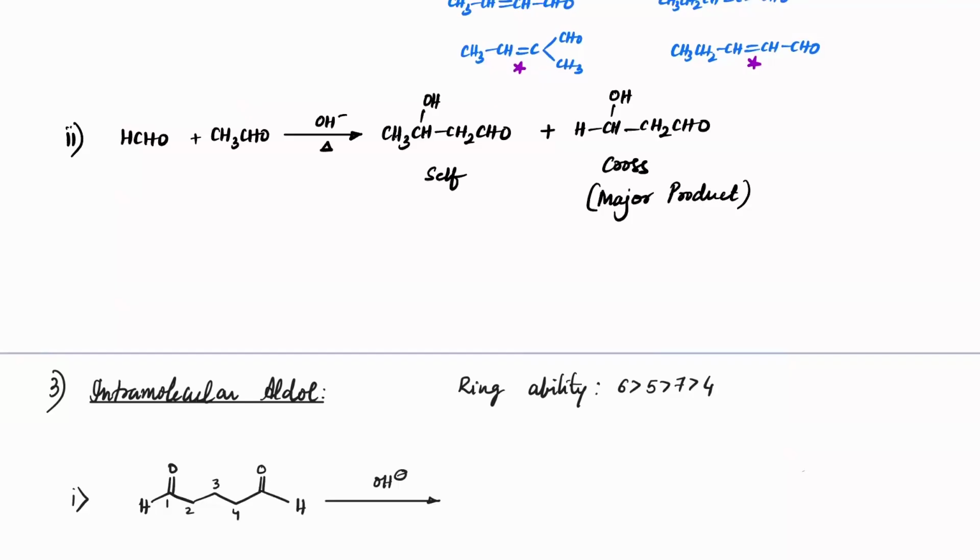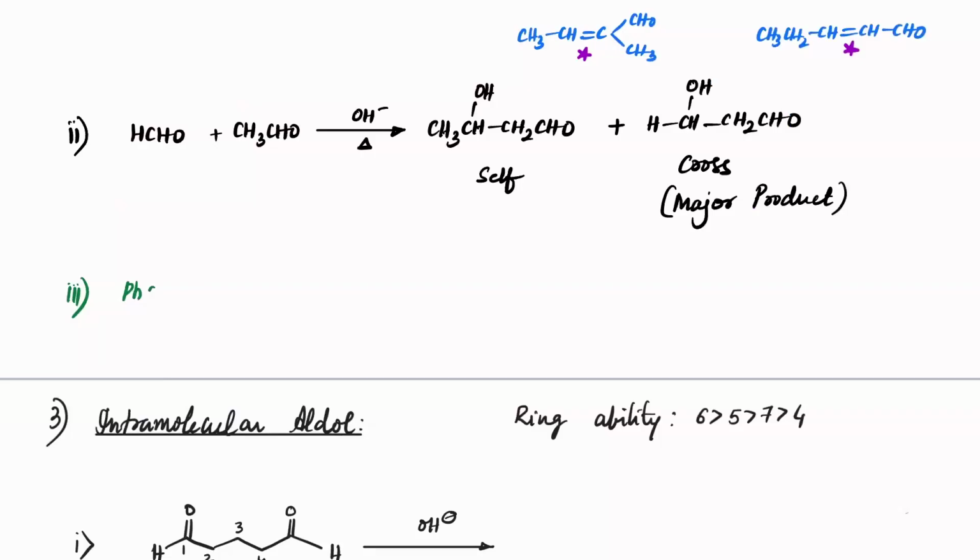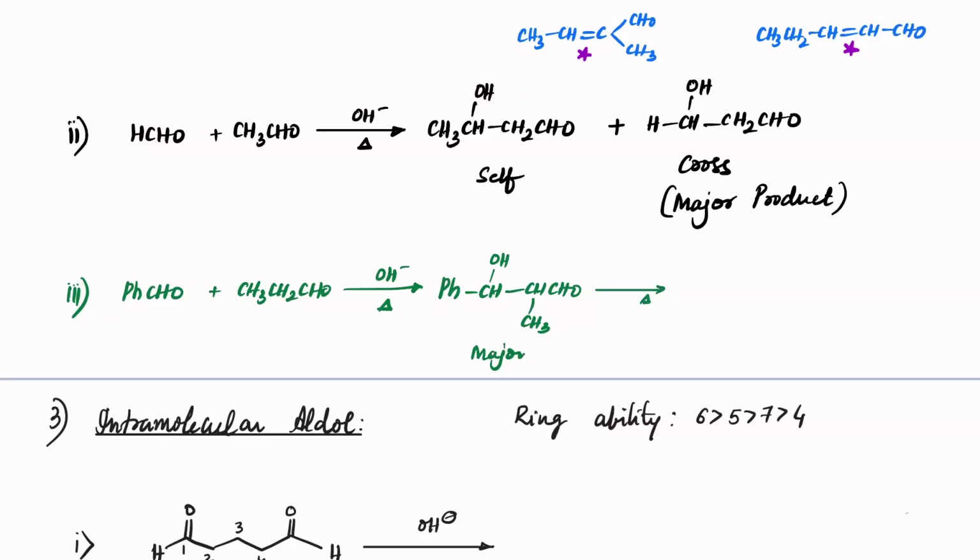Another example, suppose you have PhCHO and I'm treating that with CH3CH2CHO in the presence of OH minus and heat. So again, Ph CH OH, and this will connect as CH CH3 CHO. So I'm writing only the cross one. See, the cross one is the major product. Of course, because heat is given here, I will write Ph CH double bond C CHO and CH3. So this is the major product that you will report.